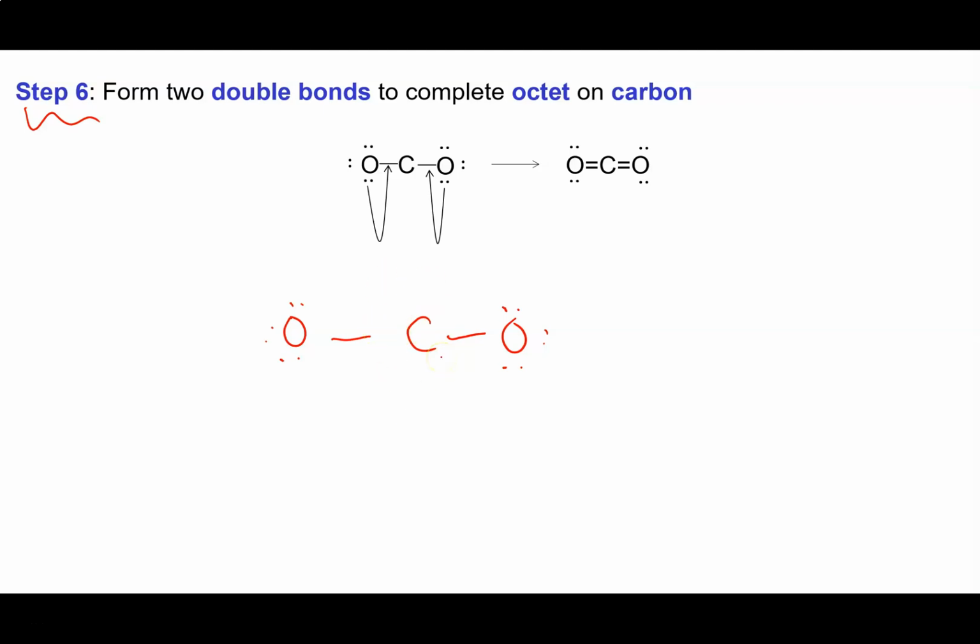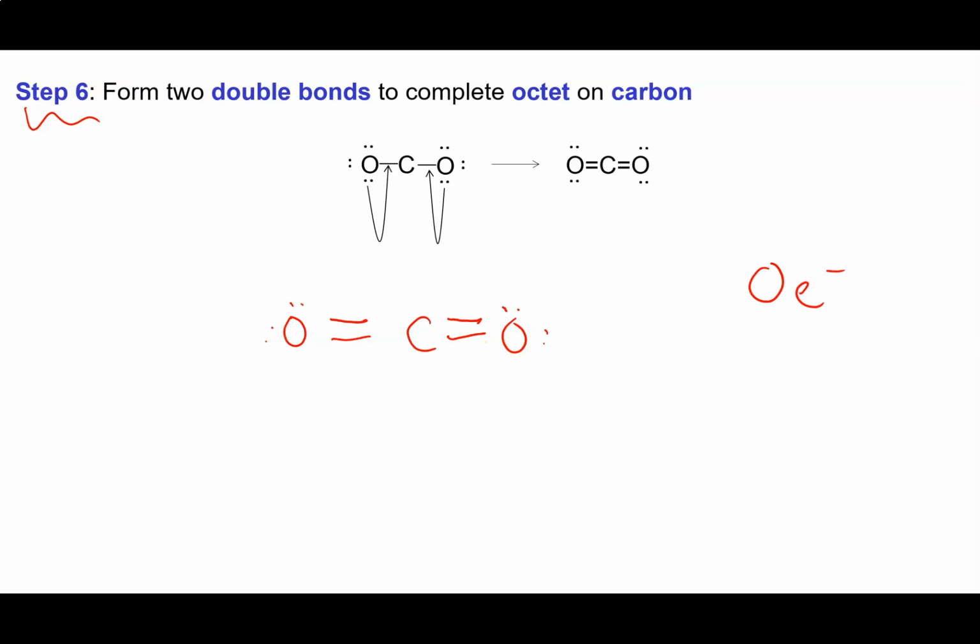Step 5 was to place any extra electrons on the central atom, which I can't do because I don't have any electrons left. And then step 6 is I've got to check my central atom and see if it's got an octet. 2, 4, it doesn't. It's only got 4 electrons around it, which means I need to bring in another 4 electrons. So I'm going to bring in 2 there, and I'm going to bring in 2 there. And so those guys are no longer lone pairs, and now they have become shared electrons.